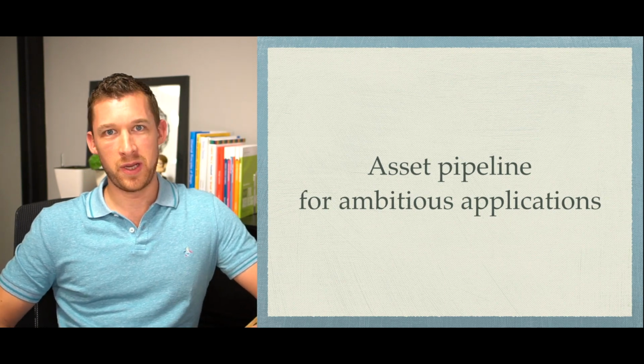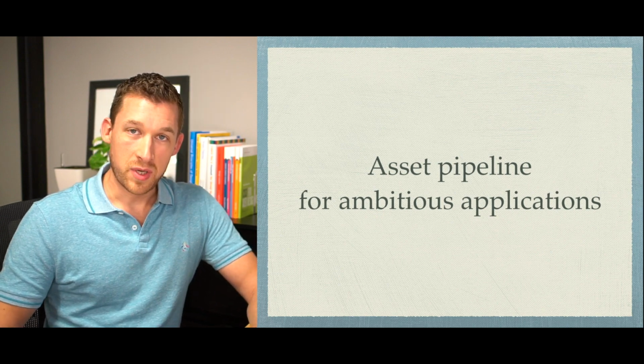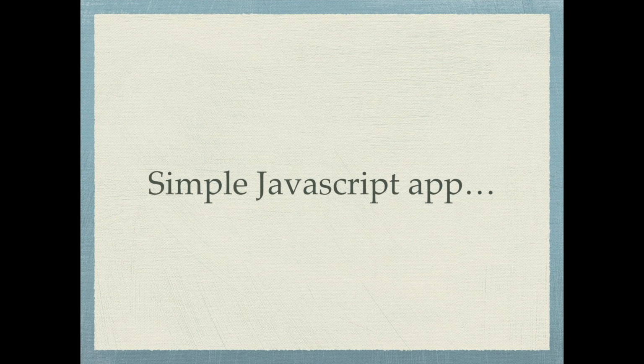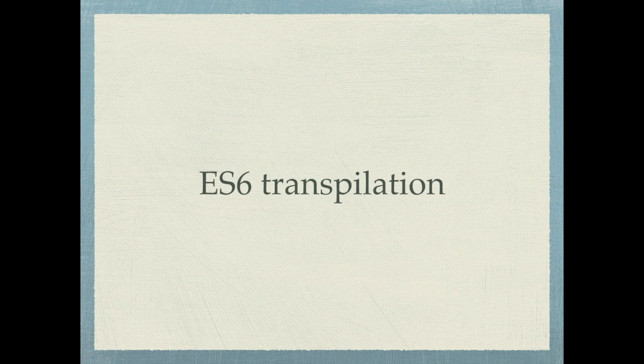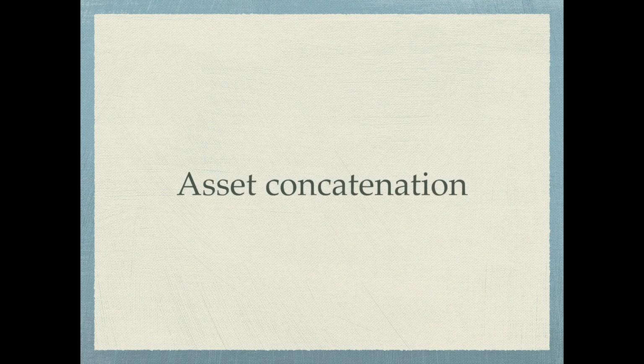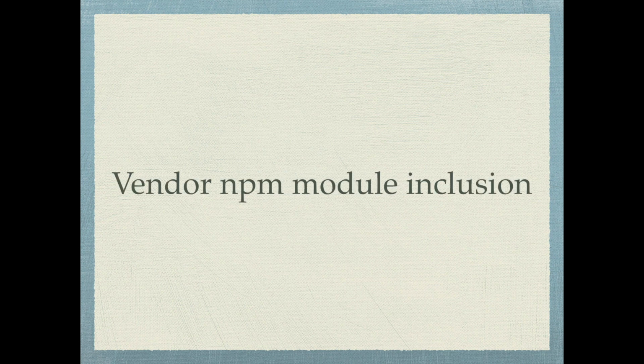Broccoli.js is an asset pipeline for ambitious web applications. Okay, cool. So you want to build an ambitious web application. Well, what does that mean? Sounds kind of scary, right? I just want to make a simple JavaScript application with ES6 transpilation, CSS preprocessing, asset concatenation, live reload, uglification, vendor and NPM module inclusion, development server. Oh wait, perhaps that's ambitious.